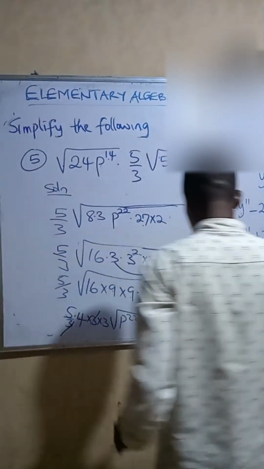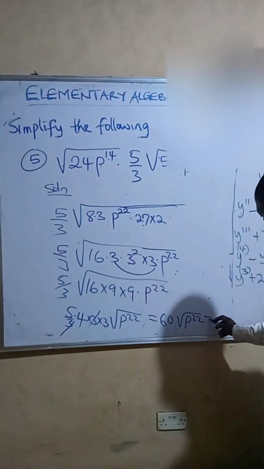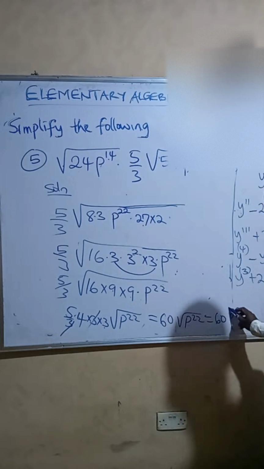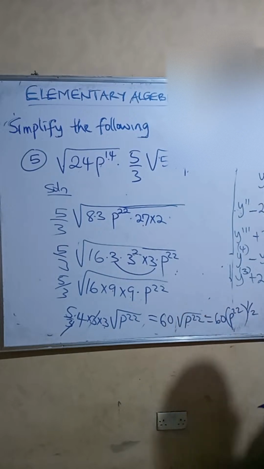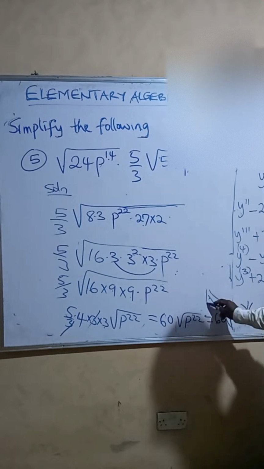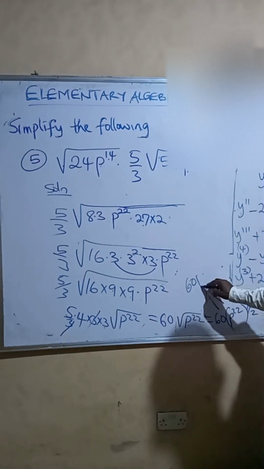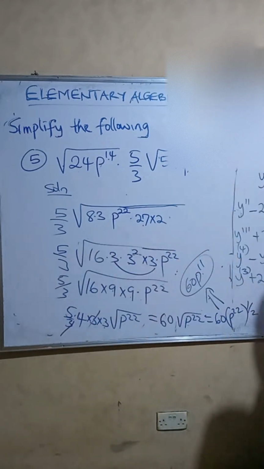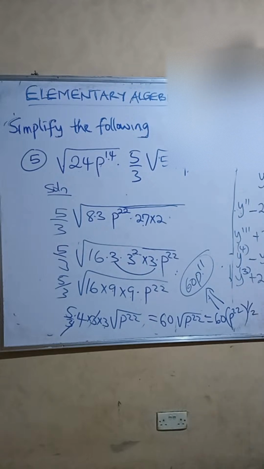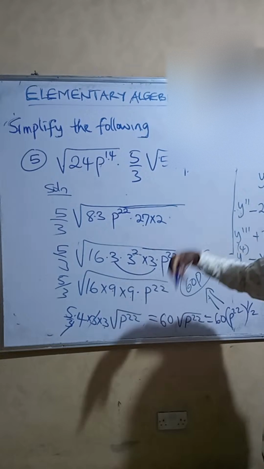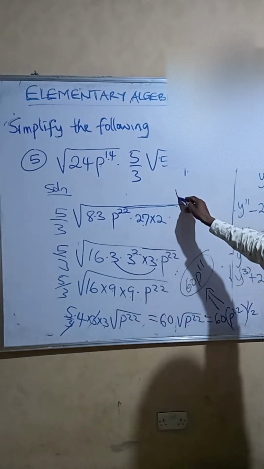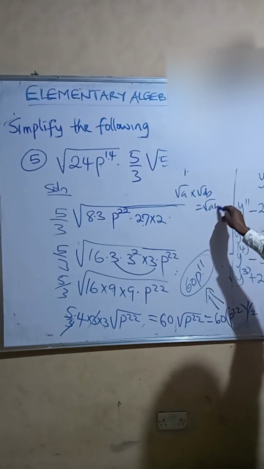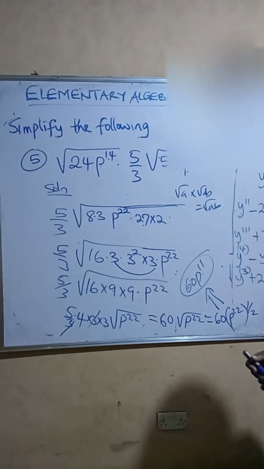Then we can still work on this if we want. This will be 60 P22. Remove the square root. That's 1 over 2. So that will be equal to 60 P11. So that's that on this case. What I just did is just to apply the principle of roots. Root A and root B give you root A and B. So that's all we have in that case.